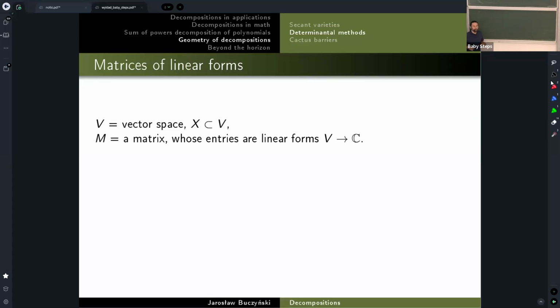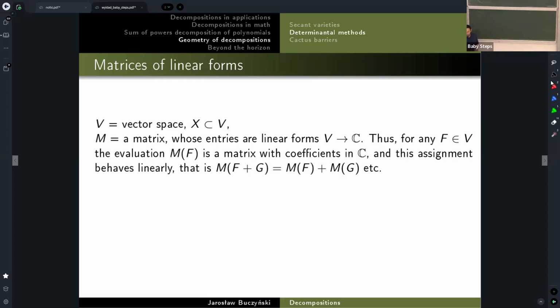And the matrix is such that its entries are linear forms on V. So it's not a matrix of numbers, but a matrix of linear forms. If I take any F in V and evaluate each entry of the matrix at F, I get a matrix whose coefficients are numbers. Moreover, since each individual form is linear, this behaves in a linear way. So the matrix evaluated at the sum of two elements will be the sum of two matrices, and so on.